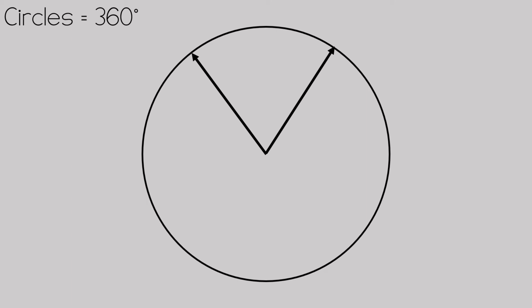For example, we can see in this circle there is an acute angle, or an angle less than 90 degrees, here, and an obtuse angle, an angle that is greater than 90 degrees, right here. These two angles added together would equal 360 degrees. Picturing angles inside a circle can help us to better understand the different types of angles.